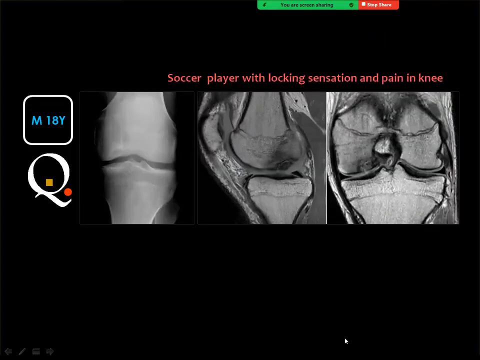Next case is a football player with locking sensation and pain in the knee. He is 18 years old.